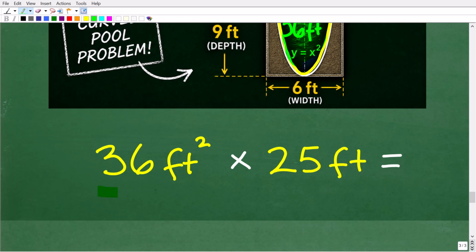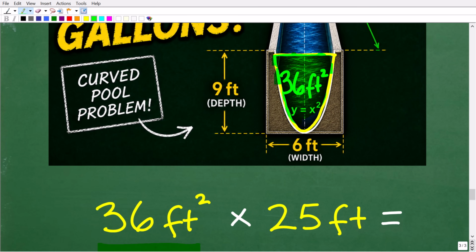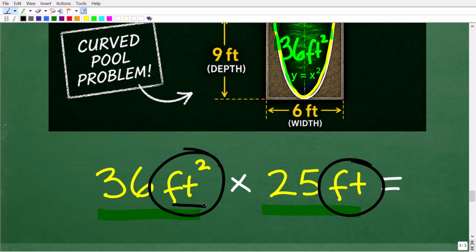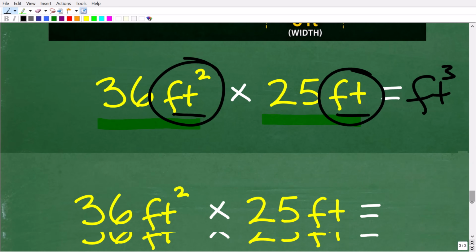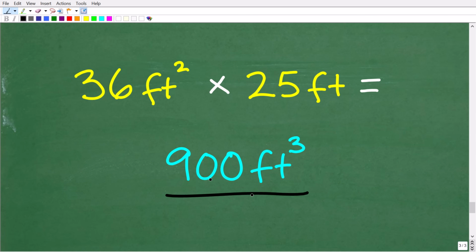So 36 feet squared, again, that's the area of the cross section of the pool. We're going to multiply that by 25 feet. So we have to pay close attention to our units of measure here. So feet squared times feet is going to give us feet cubed, which is volume. All right, so our answer here is going to be 900 feet cubed.